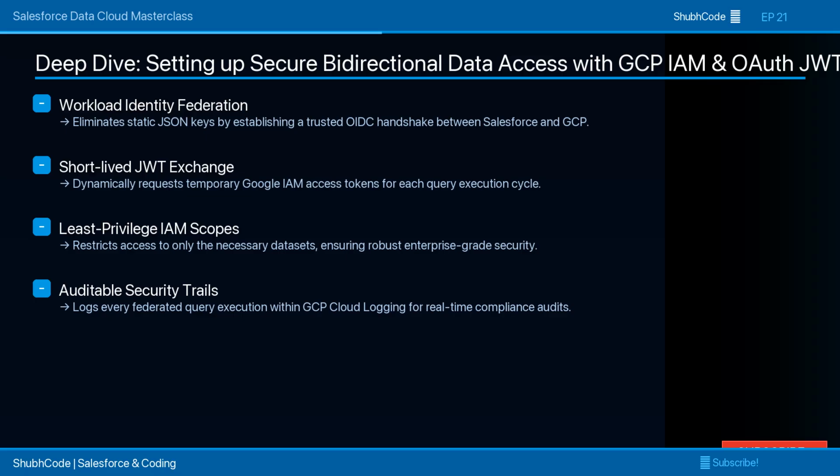When Data Cloud needs to query BigQuery, it exchanges a short-lived JSON web token for a scoped GCP IAM service account credential. This service account is assigned strict, least privilege IAM roles, such as BigQuery Data Viewer and BigQuery Job User. This completely eliminates the risk of credential leakage. If an attacker somehow intercepts the session token, it expires within minutes, rendering it completely useless. This is the gold standard for enterprise multi-cloud security architectures.